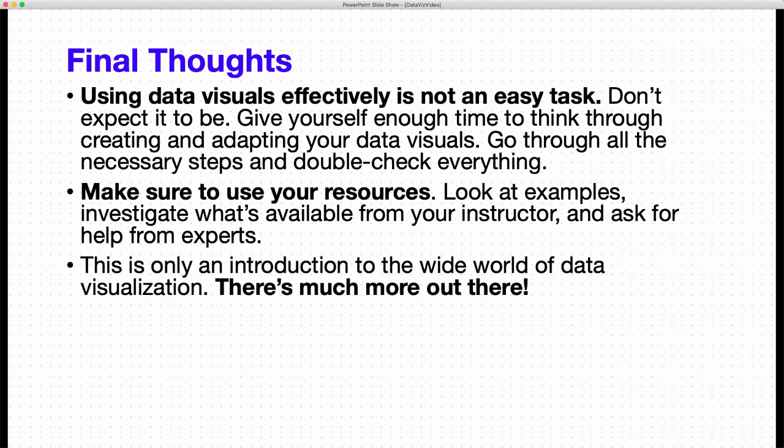And that kind of leads to my last point here. This is just an introduction to the wild world of data visualization. There are books upon books written about this. People specialize in this. And you may have seen listicles out there on the internet that are like the worst charts of all time. There are lots of those. And you know why? It's because data visuals are hard to make. But you can do it. You just need to think through it and give yourself some time.